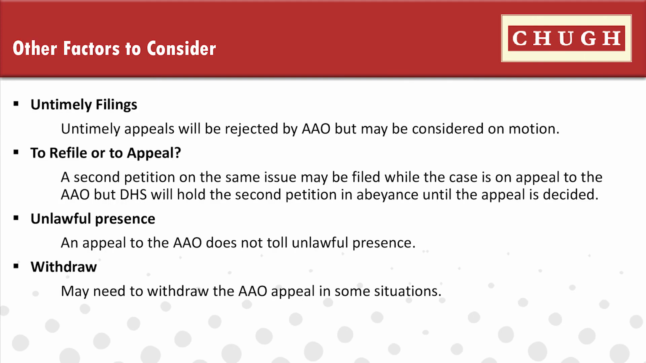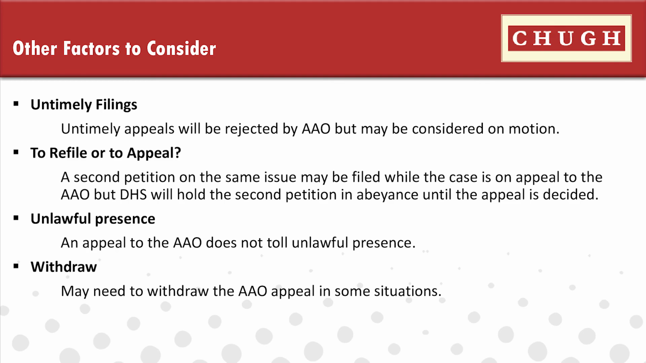I'll also talk about a few other factors to consider. Untimely filings. So remember we spoke about the 30-day deadline, the 30 plus 3 days for filings. With an appeal, they will certainly not entertain the filing if it is beyond the 33 days, right? But the rule is that if an untimely appeal meets the requirements of a motion to reopen, they are supposed to treat it as a motion and consider the case on merits.